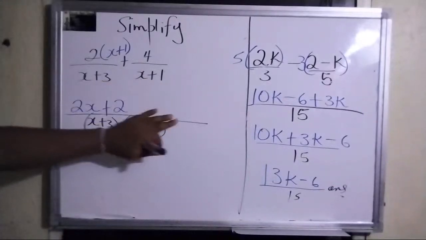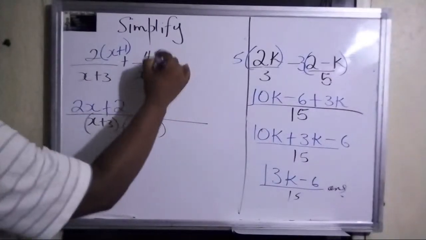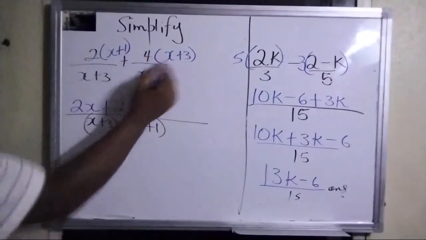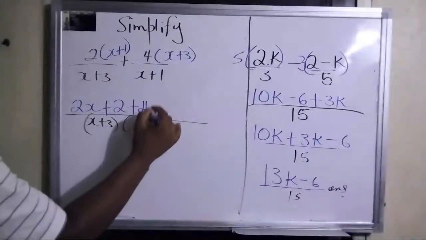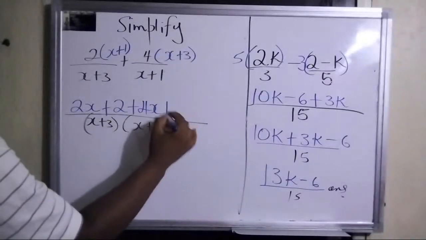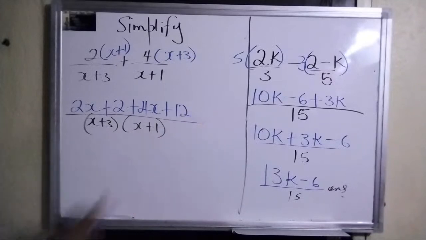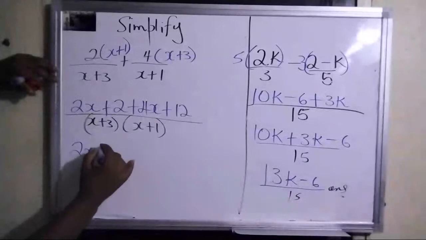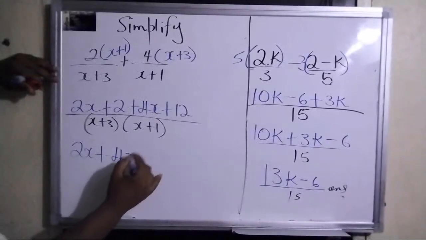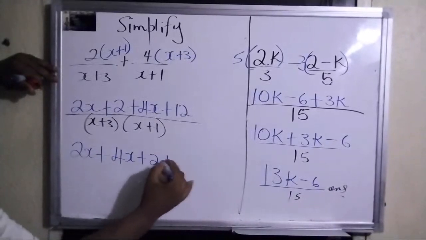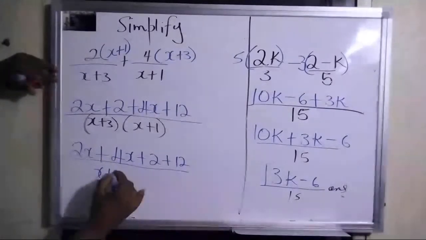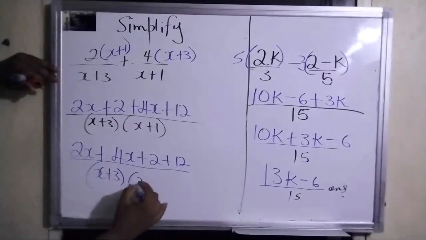And then we do the same thing for this. X plus 1 divided into this. This will cancel itself, right? So that will leave x plus 3. So expand the bracket now. 4 times x, 4x. And 4 times 3, 12. So all we have to do now is group the like terms. So we have 2x plus 4x, everything is positive, plus 2 plus 12 over x plus 3 and x plus 1.